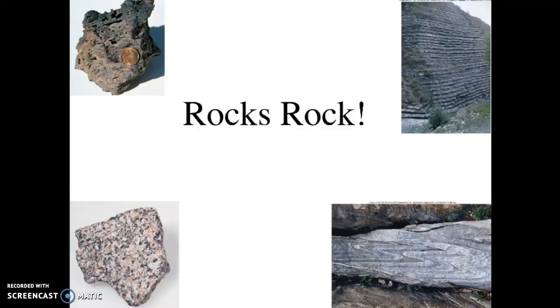All right, good afternoon, students. Today, we're going to start on a new journey. We're going to talk about rocks. One of the things that we're going to talk about is the different kinds of rocks that you're going to be studying during this lesson.